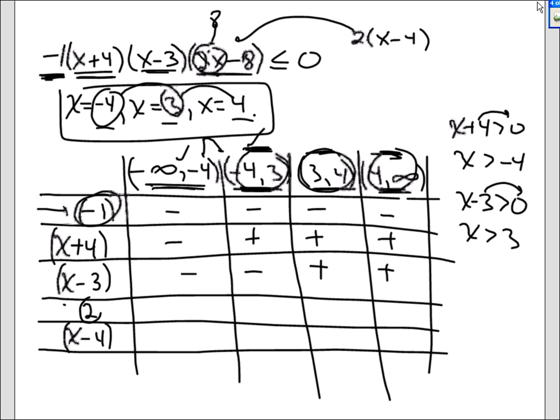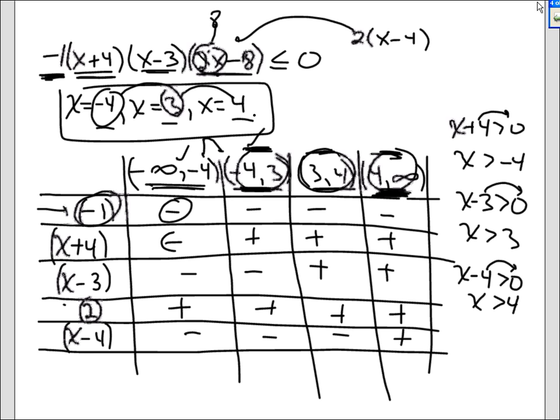Now 2, that's an easy one. No matter what x is, 2 is 2. In particular, positive 2, so it's positive. x minus 4, when is it bigger than 0? Bring that over as positive 4. If x is more than 4, x minus 4 is positive. Only the rightmost interval has x's more than 4. The others do not.